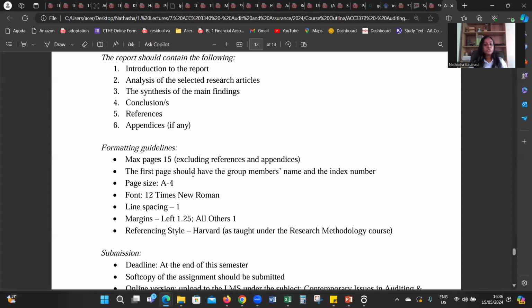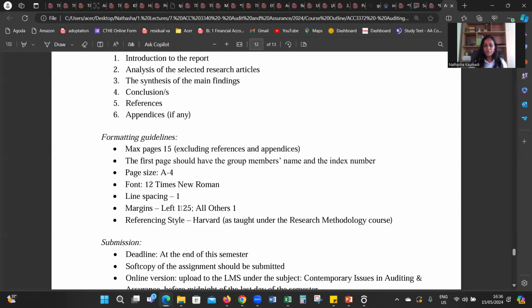The first page should have group members' names and index numbers, very important. First page, you need to show the group members' names and index numbers. A4 size page, font size 12, font style Times New Roman, line spacing 1, margin left 1.25 and other margins 1. You have to be very careful with these formattings. We are strictly checking those formattings.